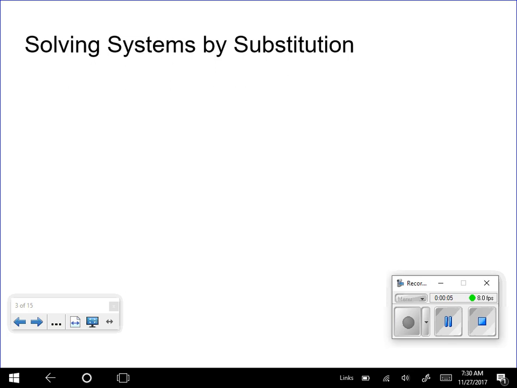Today we are going to be looking at solving systems a different way than we did before our break. So today we're going to be looking at solving systems using substitution. Okay. Previously we solved systems by graphing.